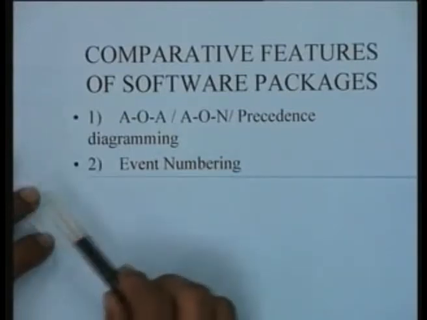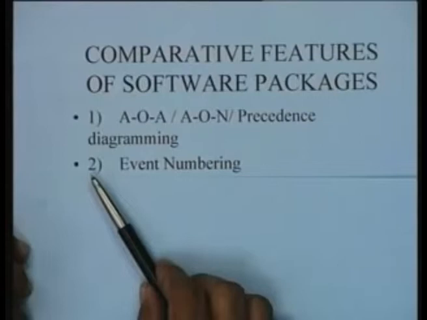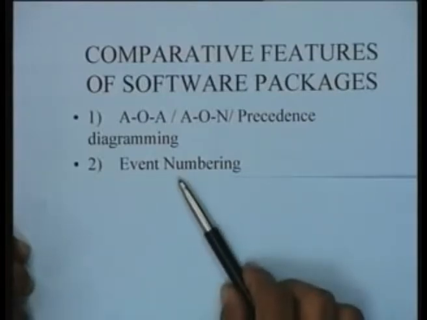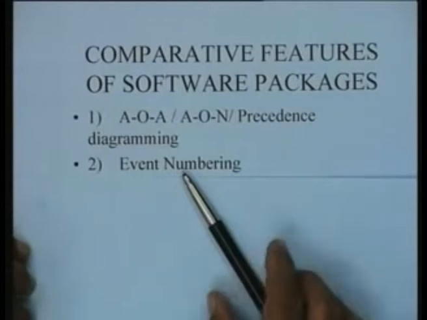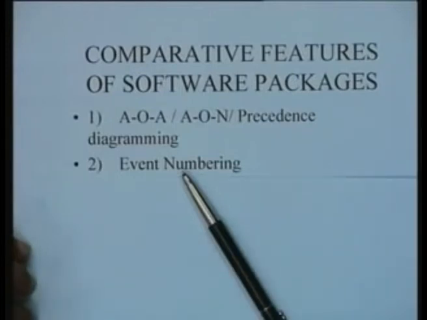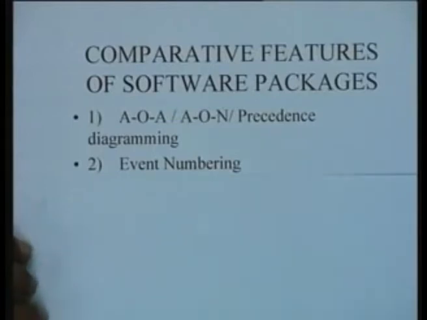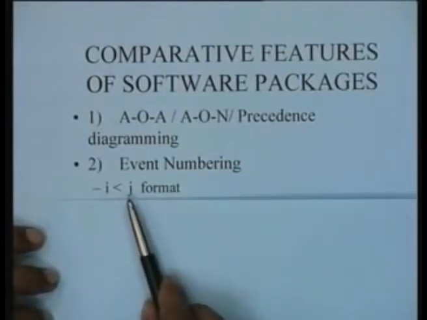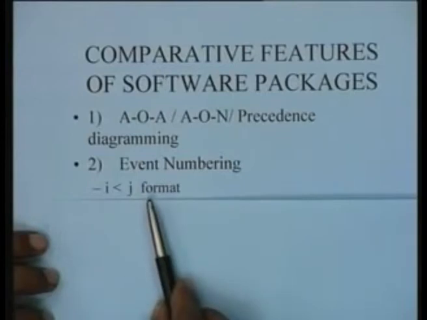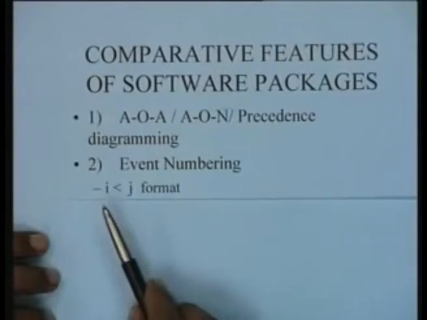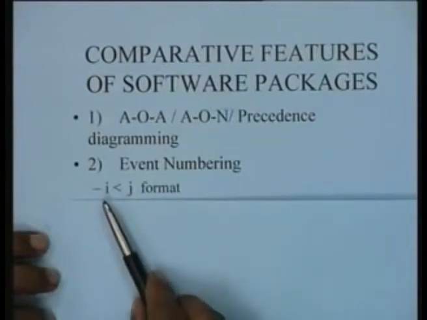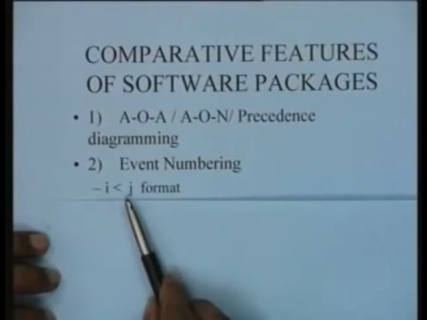The second factor, the second comparative feature of different software packages, is the manner in which the events in the network are numbered. By and large there are two options for event numbering. One is of course numbering the networks according to Fulkerson's numbering rule, that is, the i less than j format. That is, each activity is numbered in such a way that the i, the preceding node, is strictly less than the succeeding node.